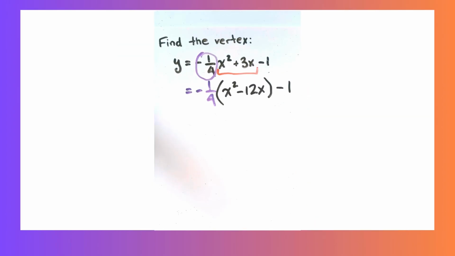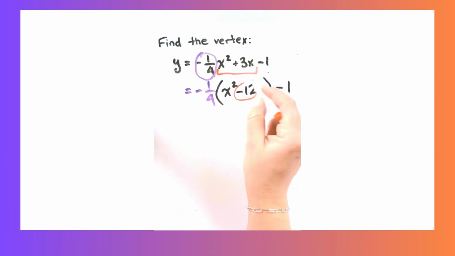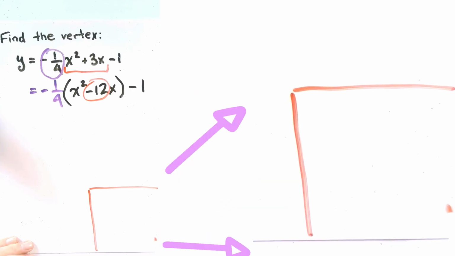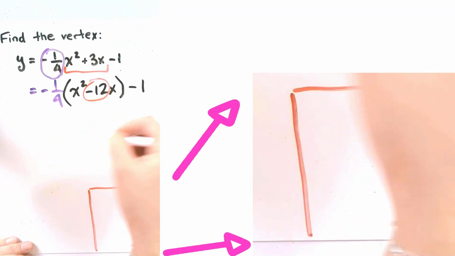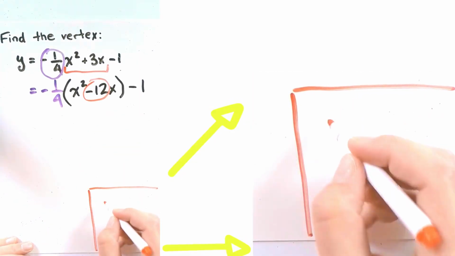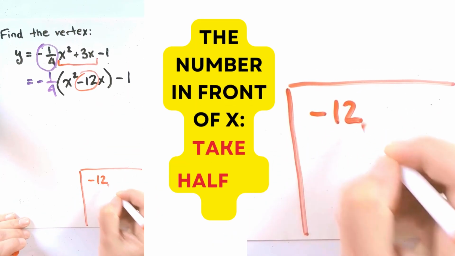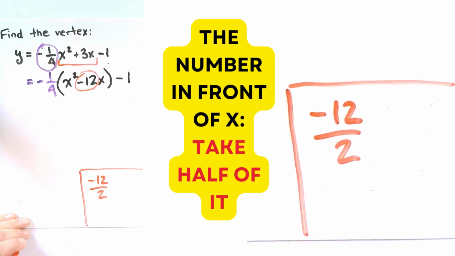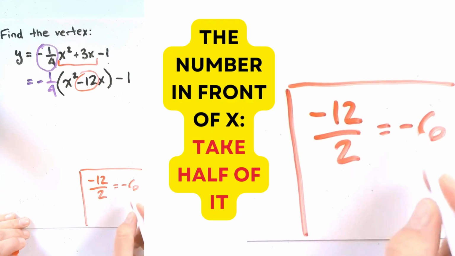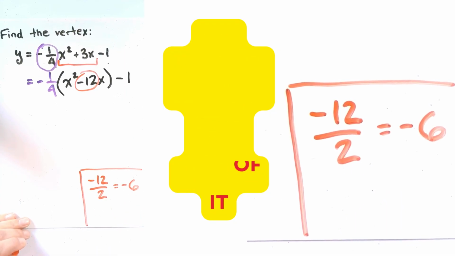The next thing I need to do is look at that number that's in front of the x, which is within the brackets. Okay, and I always do this part on the side. You cannot do it in line with your work because it's going to completely mess up your work. So you take that number, in my case it's -12, and you take half of it. -12 divided by 2 is -6. Okay, keep these numbers on the side, you're going to need them later.